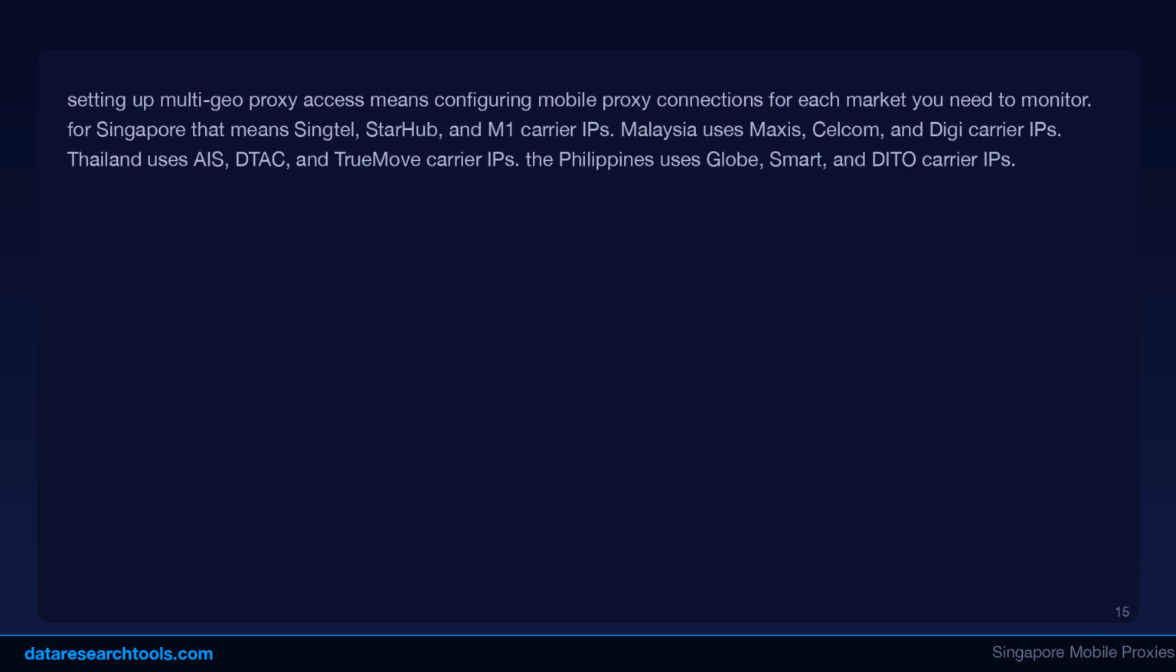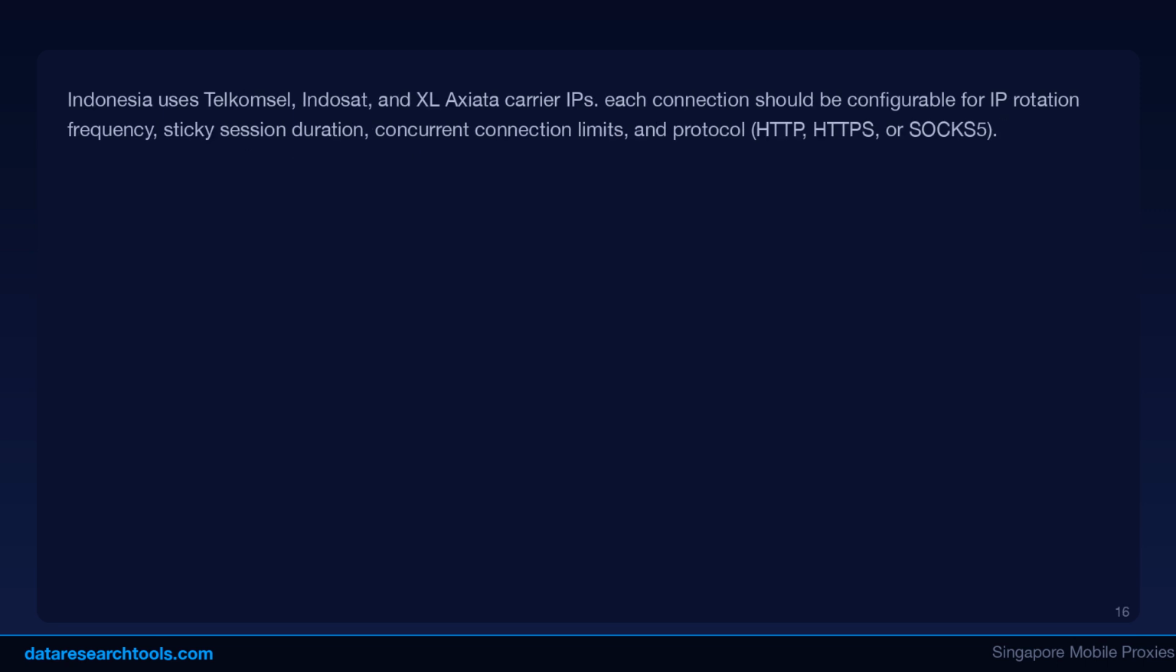Automated ad collection means building scrapers that visit your ad placements and capture key data points. All network requests to ad servers like DoubleClick and AdSense, ad creative URLs and content, ad positions on the page for viewability measurement, page load timing, redirect chains, and JavaScript execution logs.